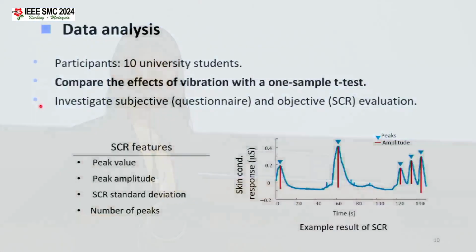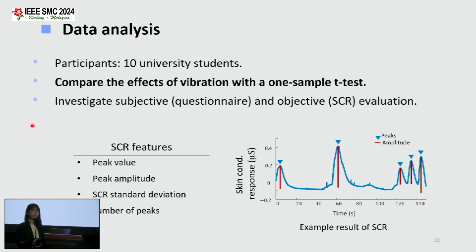The participants were 10 college students, and a one sample t-test was performed on the scores of evaluation and SCR features of game experience. For subjective evaluation, the mean scores of each attribute were compared between conditions with and without vibration, and the Bonferroni correction factor of 10 was applied.